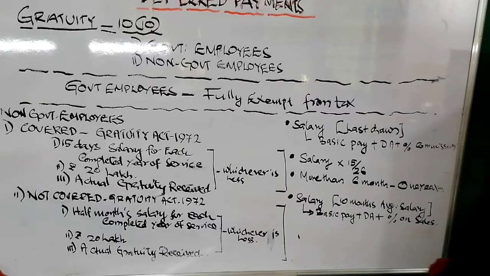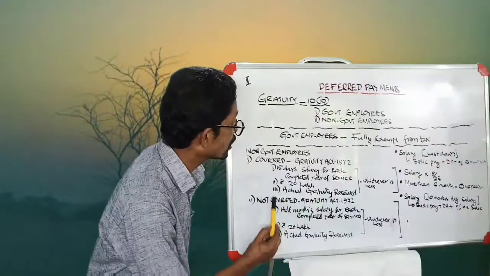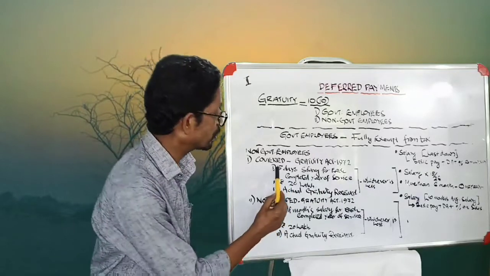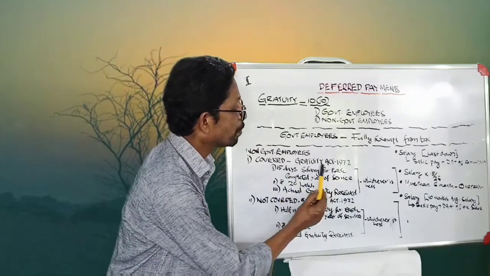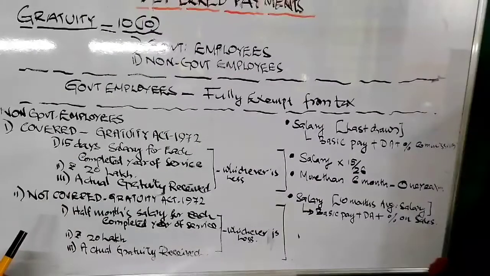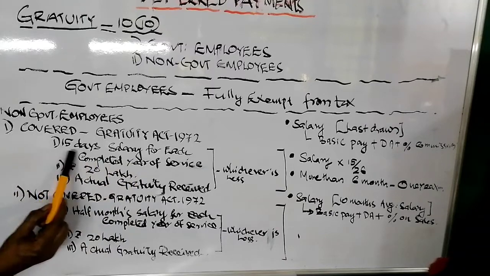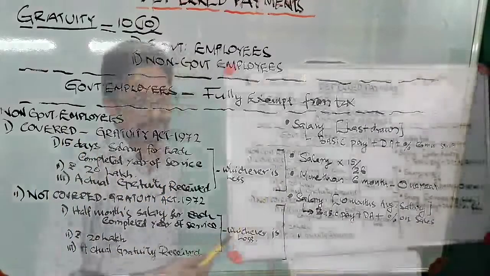That means the employees who are covered by the Act of 1972, and the employees who are not covered by the Payment of Gratuity Act 1972. In each case, 3 conditions are mentioned. In the first case, the tax treatment is: 15 days salary for each completed year of service, or rupees 20 lakh, or actual gratuity received, whichever is less.